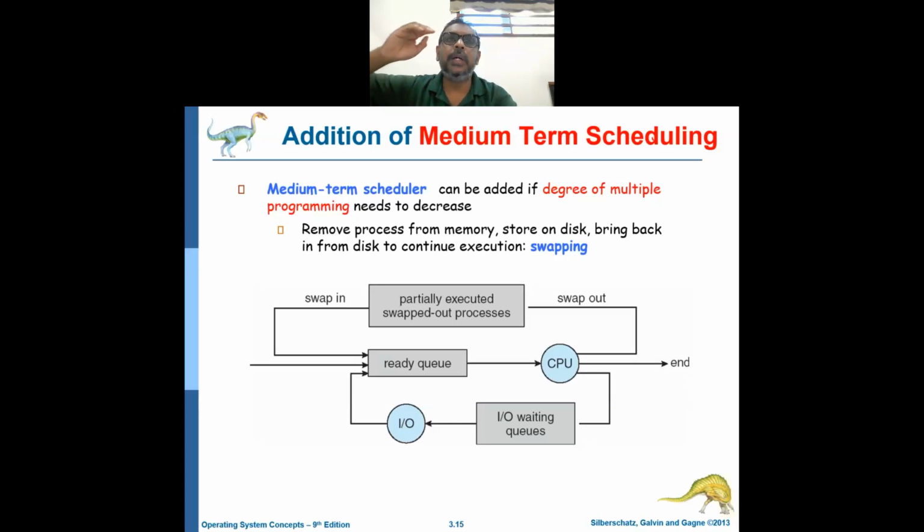Degree of multi-programming, what is it? The maximum number of processes that the CPU can run efficiently. Maximum number. So let's say it can run 100 processes, but sometimes all the processes are jammed up. So we use swapping, or we use the medium-term scheduler. The operating system will swap out the process, take it out, put it back in new, which is the hard disk, and run whichever is possible. Once all the processes are finished, then you bring it out again.